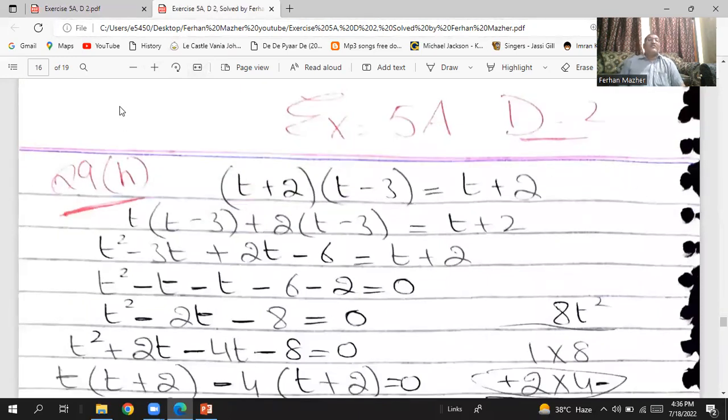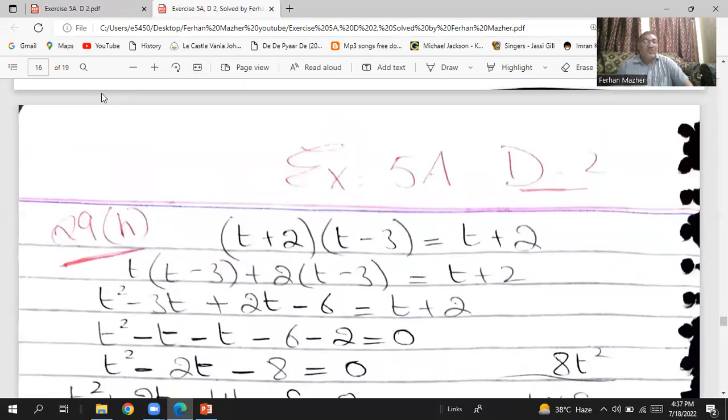So here we go. The t plus 2 bracket is multiplying with the t minus 3. So the t will multiply with the t minus 3. Then the plus 2 will multiply with the t minus 3 equals to t plus 2. So you get t square minus 3t plus 2t minus 6 equals to t plus 2. So you will have t square minus t minus 6 minus 2 equals to 0. You will have t square minus 2t minus 8 equals to 0.